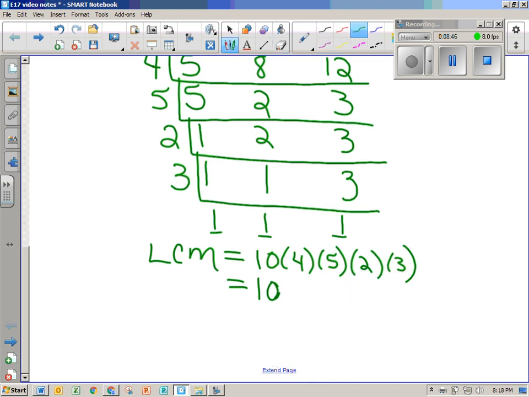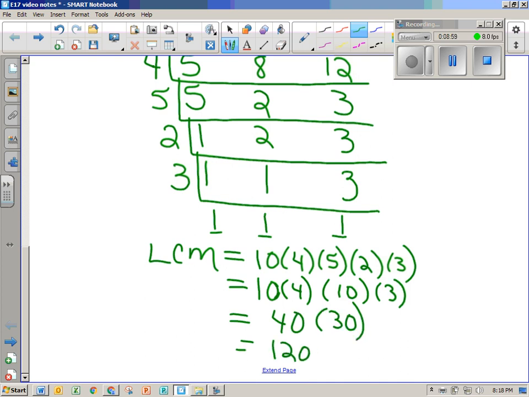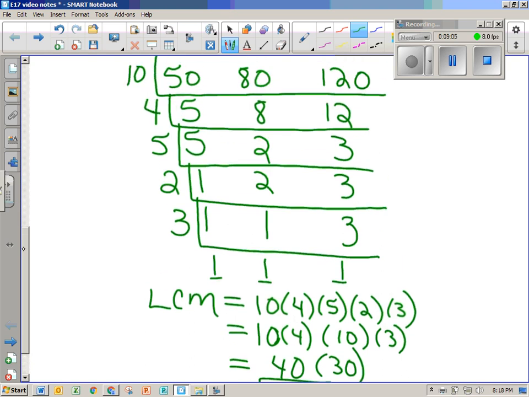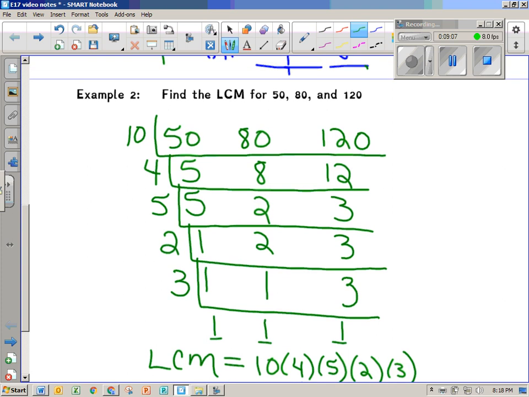So I've got 10 times 4 times 10 times 3. Okay, so that's 40, that's 30. Now I'm getting an answer that makes sense. Although I will say it's really not enough to check just to make sure that the numbers divide into the answer that you get. You need to make sure that it's actually the least common multiple.